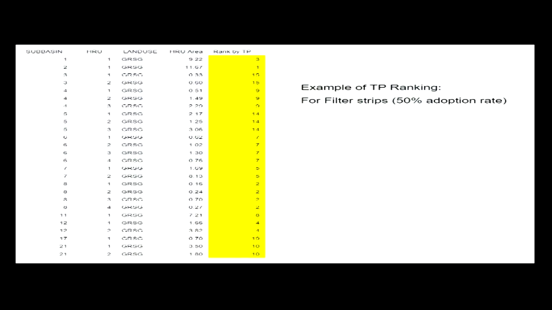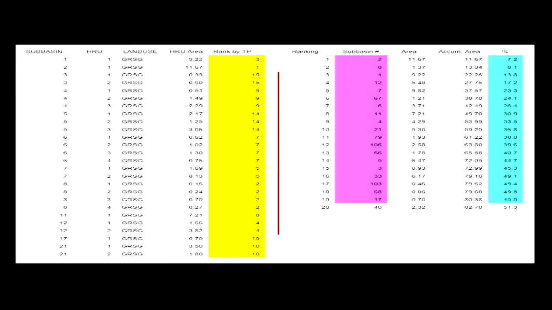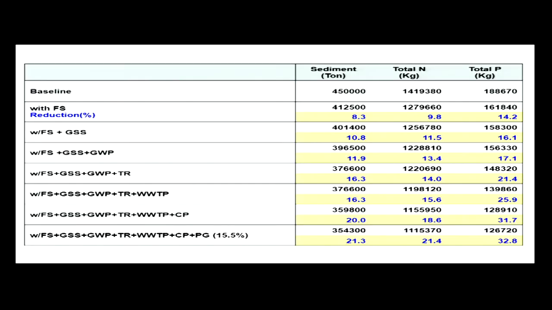It's not that important, so I'm going to skip these slides. Basically, here is the baseline. This is what's currently happening. After I apply the filter strips, the reduction is about 8.3%. Remember, we are applying only 50%. The sediment is reduced by 8.3%, the phosphorus reduced by 14.2%, and the nitrogen reduced by 9.8%.